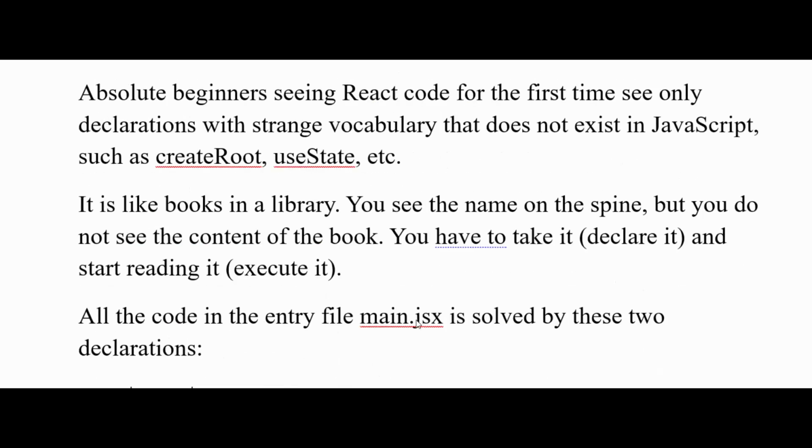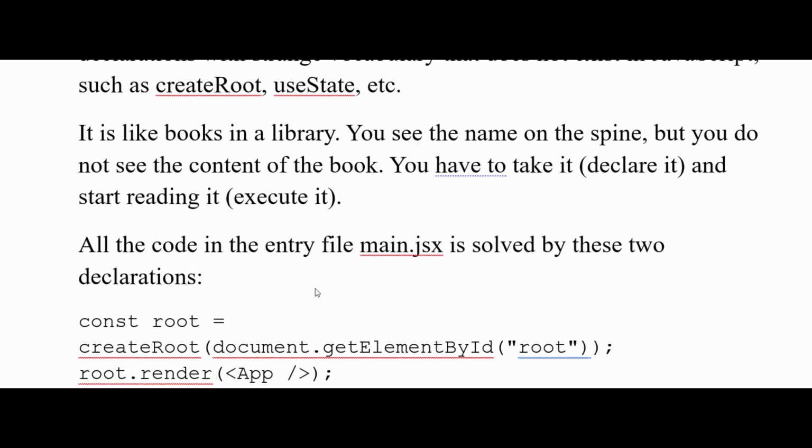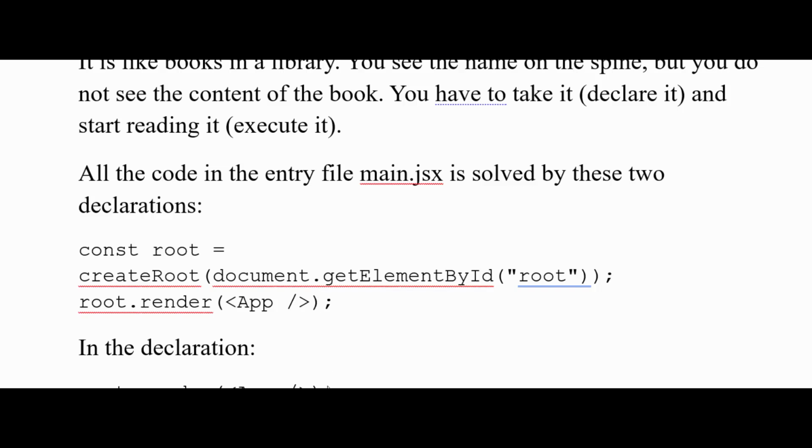It is like books in a library. You see the name on the spine, but you don't see the content of the book. You have to take it, declare it, and start reading it, execute it. All the code in the entry file main.jsx is solved by those two declarations.